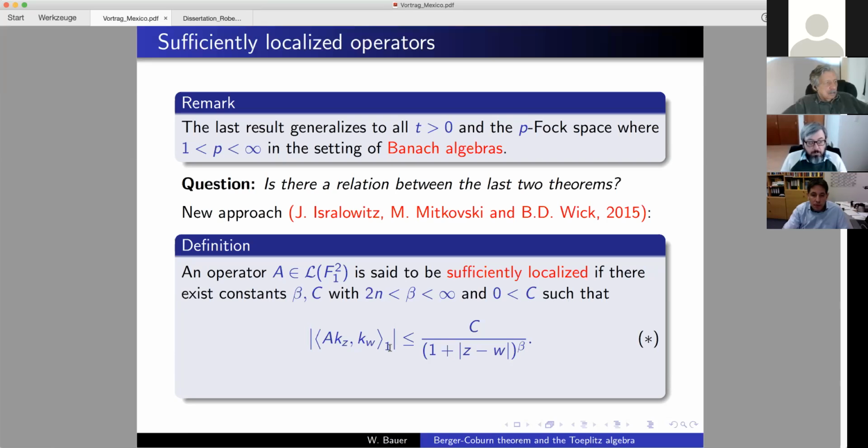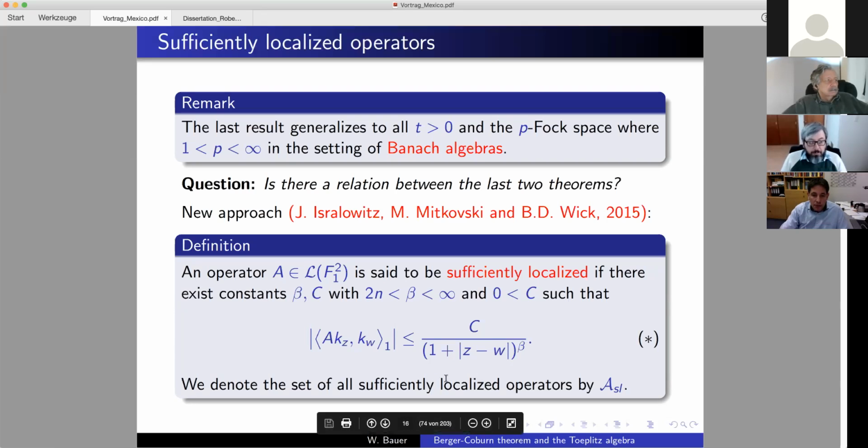That comes somehow from an L1 condition on that function here. So if this decays nicely in this way, then the operator is called sufficiently localized. And then they denote the set of sufficiently localized operators by A index SL.